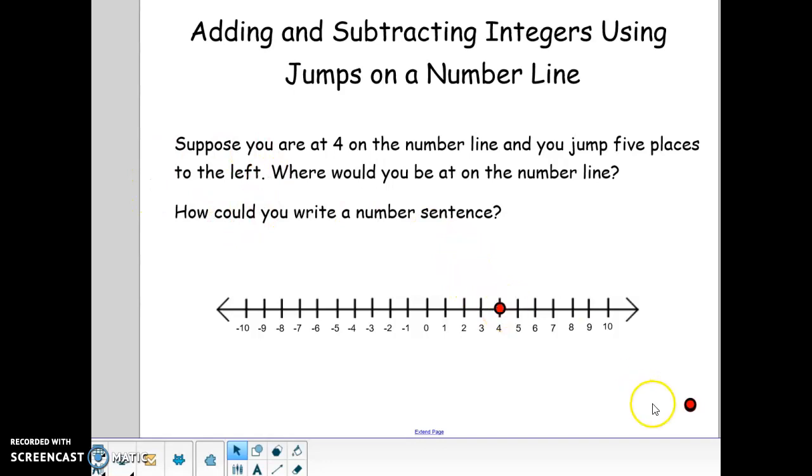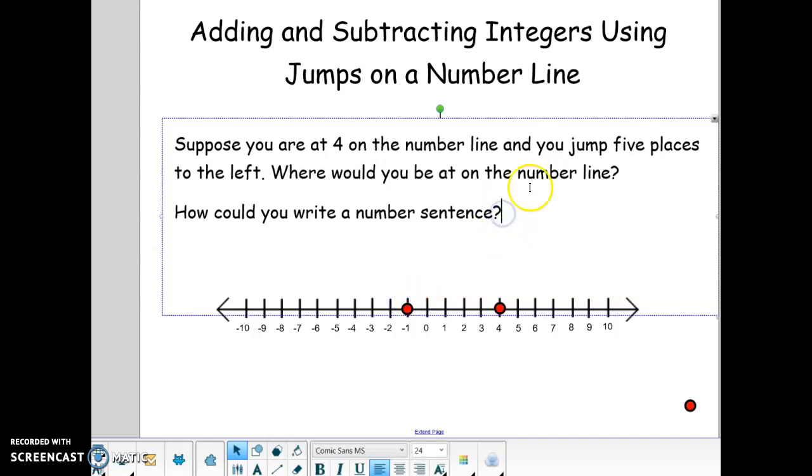So here's my 4. I need to go 5 places to the left. So I'm going to count backwards 5 spots. 1, 2, 3, 4, 5. So I'm at -1. So I'd have to write a number sentence for this.